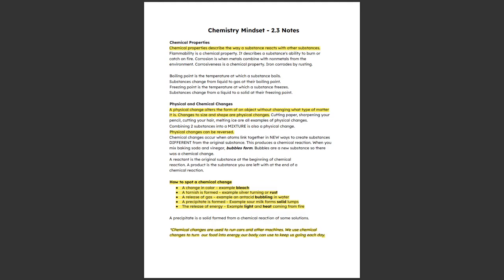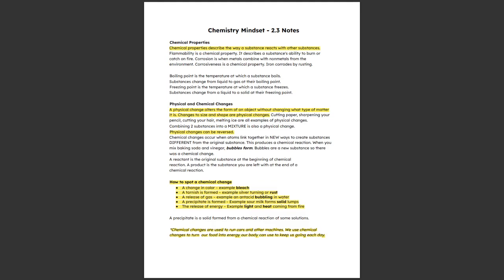So in these notes, I've got reactants and products here. That is a good thing to know. A reactant is the original substance at the beginning of a chemical reaction, a product is the substance you are left with at the end of a chemical reaction. Now, it's good to know that now. However, we will delve much deeper with reactants and products way later when we get to our chemical reactions unit.